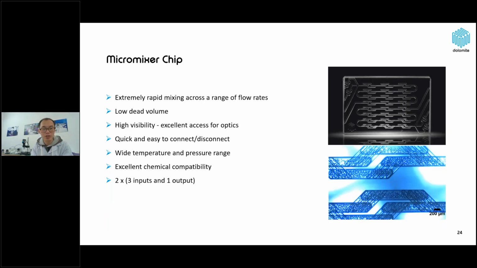Another chip is the micromixer chip. The micromixer chip is a lamination-based compact glass microfluidic device that allows rapid mixing of 2 or 3 fluid streams in each of 2 independent mixing geometries. The chip can be used for the study of reaction kinetics or sample dilution, or for improved reaction selectivity, rapid crystallization and nanoparticle synthesis as well.